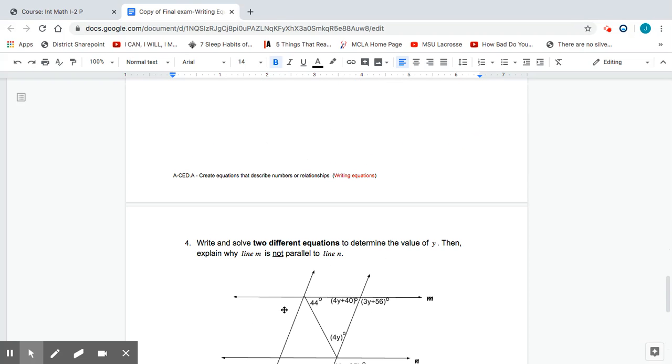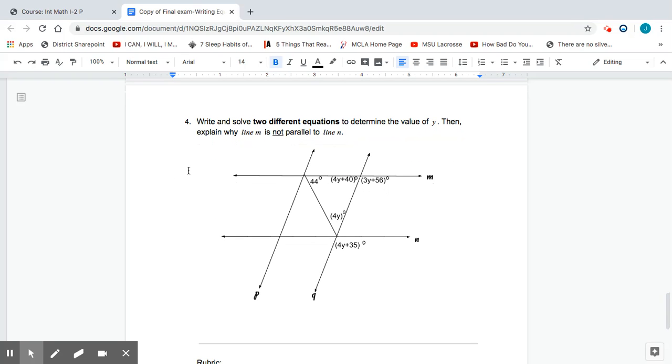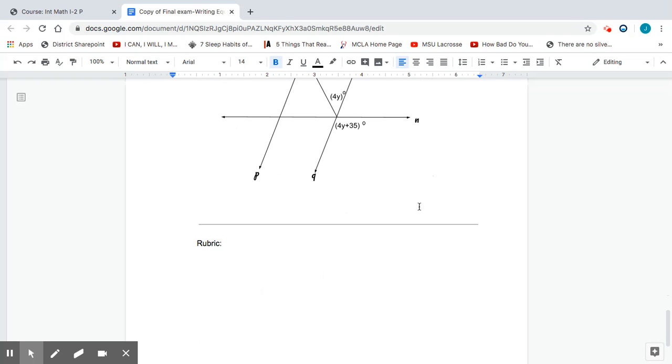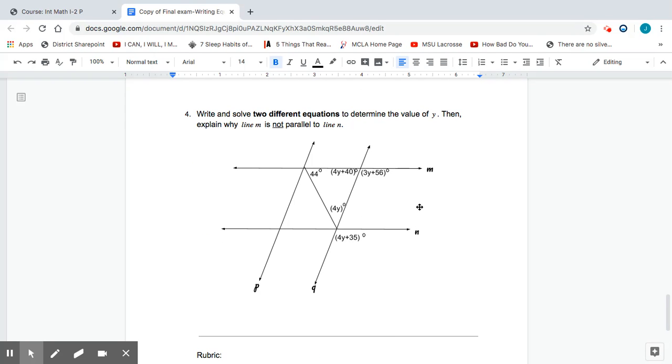Here is question number 4. Write and solve 2 different equations to determine the value of y. Then explain why line M is not parallel to line N. So you have a 4y plus 40 degrees there, 3y plus 56 degrees there, 4y degrees there, 4y plus 35 degrees there, and then 44 degrees up top. And you have lines P, Q, N, and M. And that's it for those.